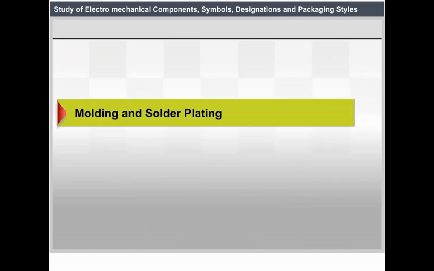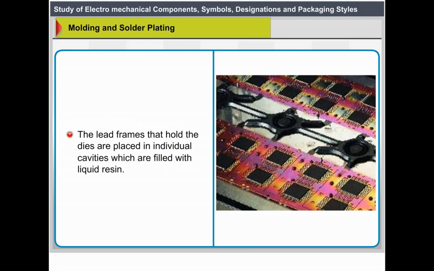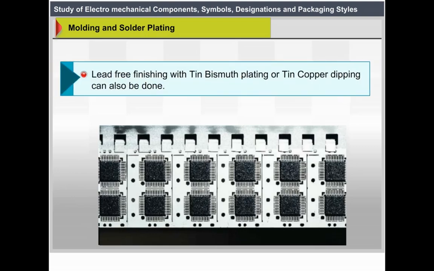Molding and solder plating. The molding process aims to encapsulate the whole wire bonded die against exposure to contamination and other physical damages. The lead frames that hold the die are placed in individual cavities which are filled with liquid resin. This step provides a layer of tin lead solder on the lead frame for making easier the PCB assembly process. Lead-free finishing with tin bismuth plating or tin copper dipping can also be done.